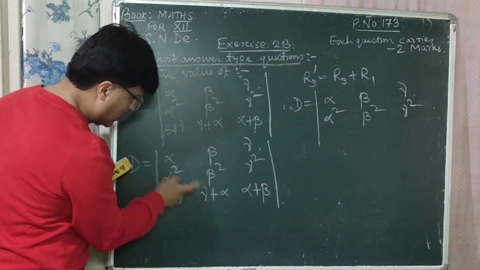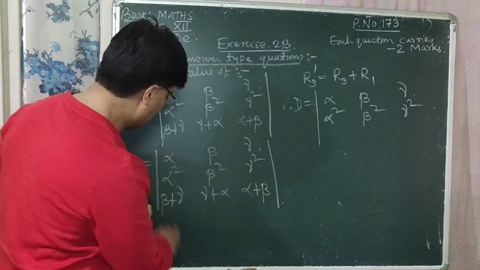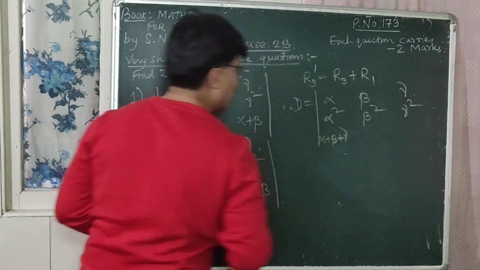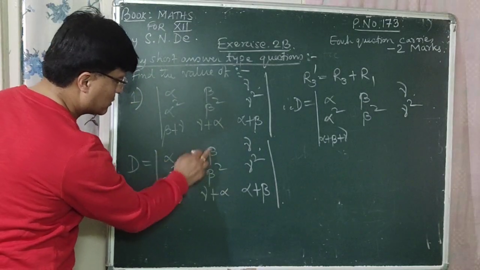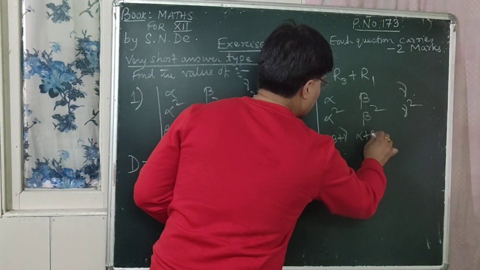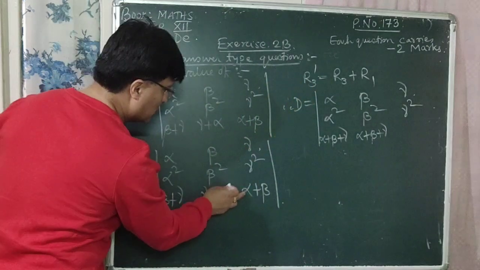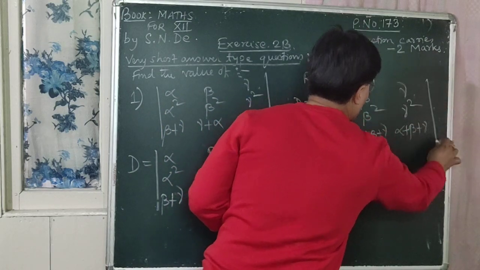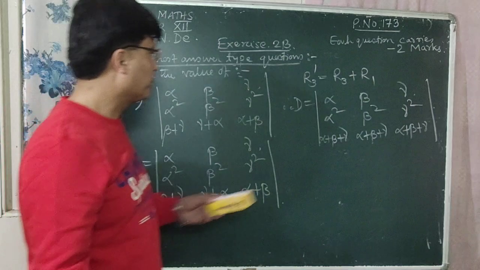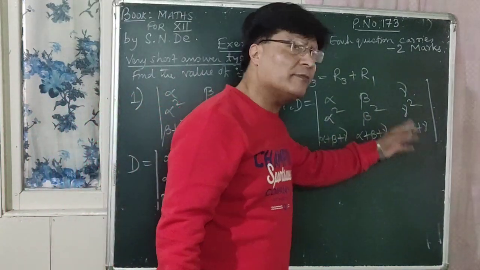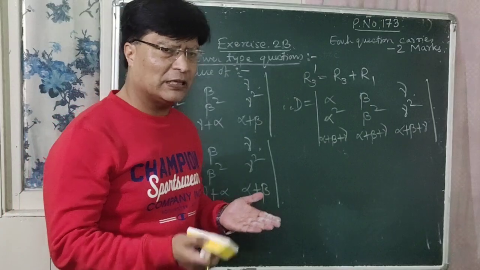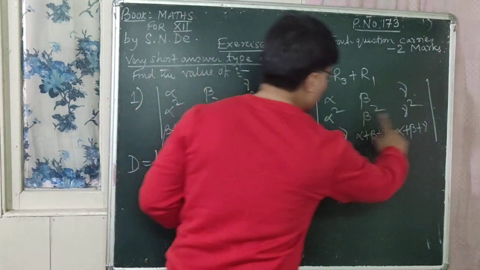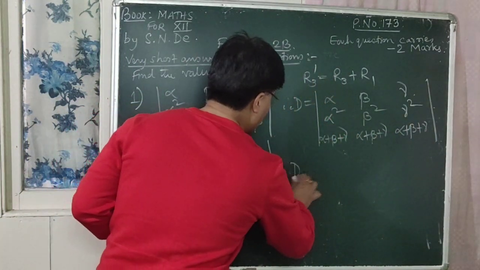Now, in this case, you have to simplify. So use the property. What is that property? Now, row 3 is changing, R3 dash. Just now, I explained to you, R3 dash is equal to R3 plus R1. Is that clear? So therefore, D is equal to first row, second row, keep them as they are, same procedure: alpha square, beta square, gamma square. These are the same, first row and second row. Now the third row is changed. R3 dash means new row 3: R3 plus R1.